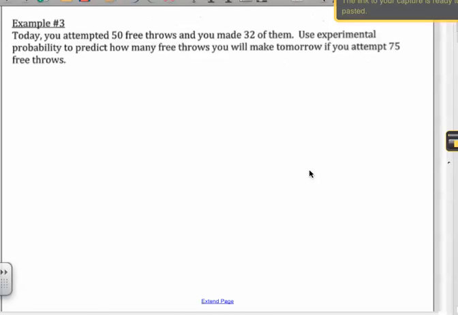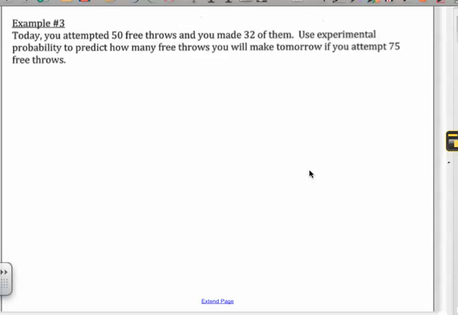Okay, guys, example 3. Oh, well, look, just like I was saying earlier, right? In the last example, today you attempted 50 free throws. Good job. And you made 32 of them. Okay. Use experimental probability to predict how many free throws you will make tomorrow if you attempt 75 free throws.